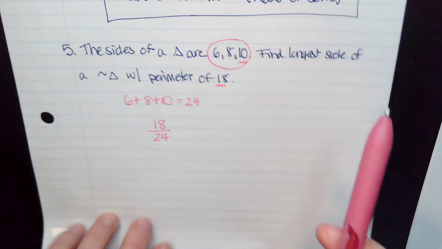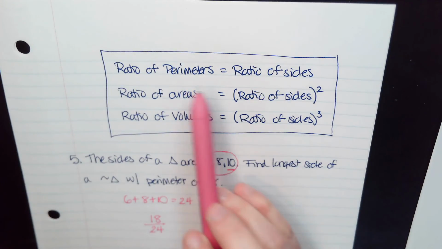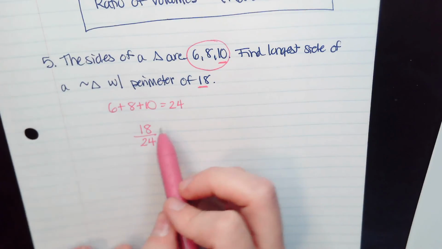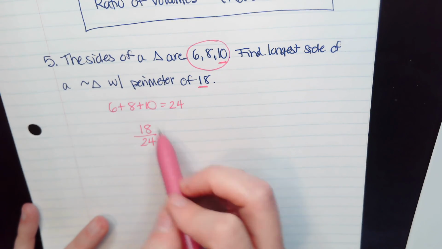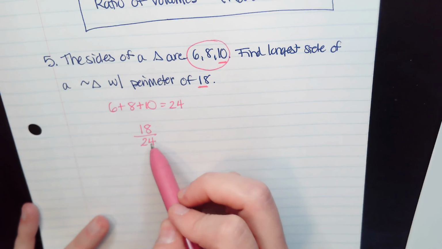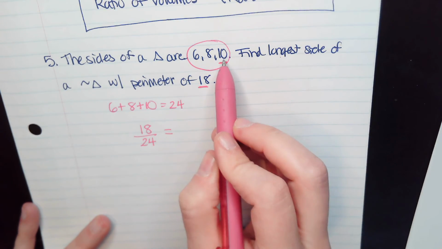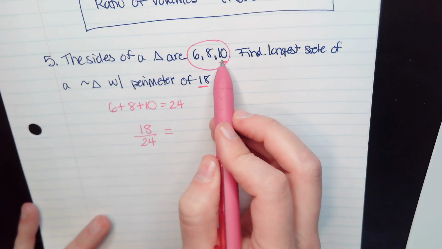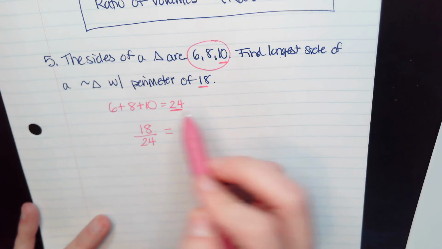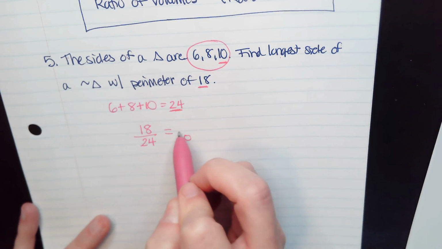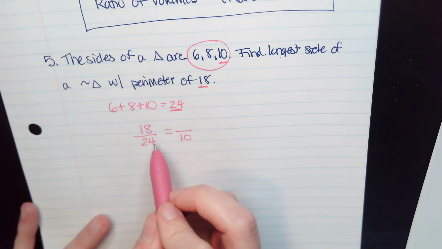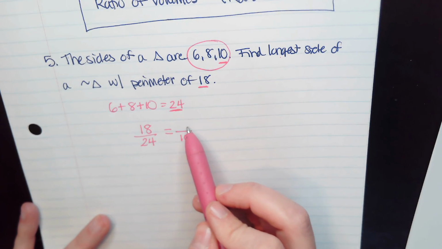So again, we know the ratio of the sides is equal to the ratio of the perimeters. So the ratio of the sides must reduce to the same ratio that the perimeters reduce to. So now I'm going to take the longest side, which is 10. Now 10 came from the triangle that has a perimeter of 24, so it needs to go down here across from my 24. Would not work if I put it in the top.